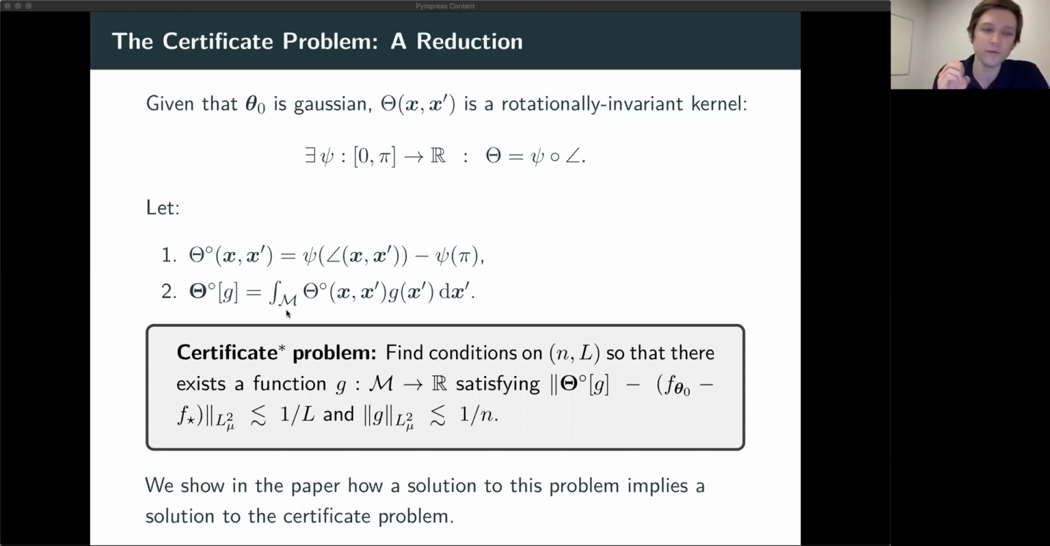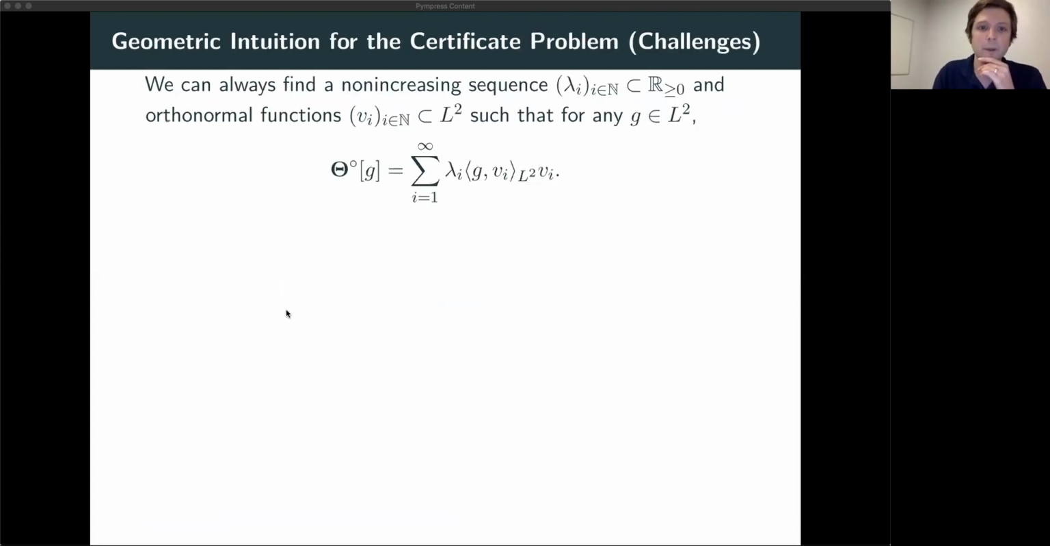I'll work with a version of theta superscript circle, where I subtract off the value at pi. So that just makes the kernel concentrate a bit better. It takes value 0 at the largest possible angle. And we can phrase a corresponding certificate problem with this integral operator instead of the previous one. All that's changed is that we've changed the kernel here. We've subtracted its value at DC, if you will. And we show in the paper how a solution to this problem implies a solution to the original certificate problem.